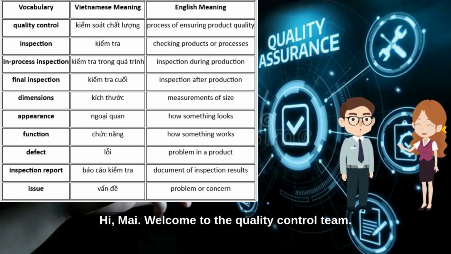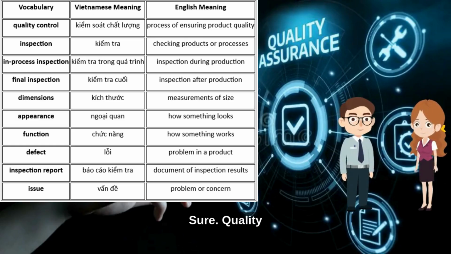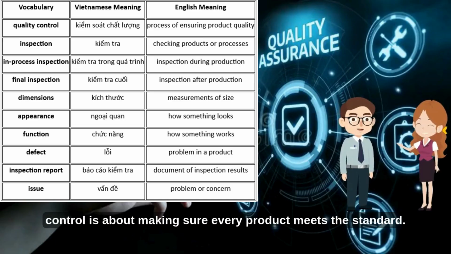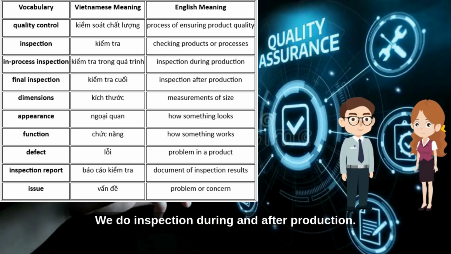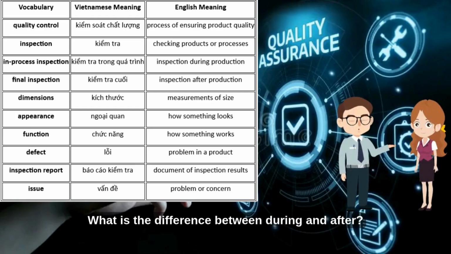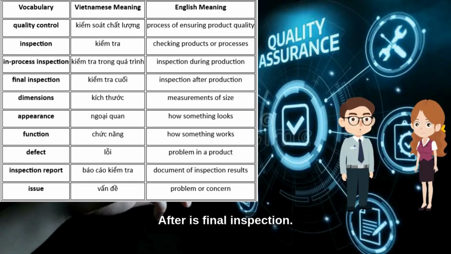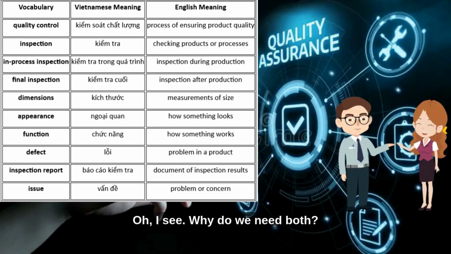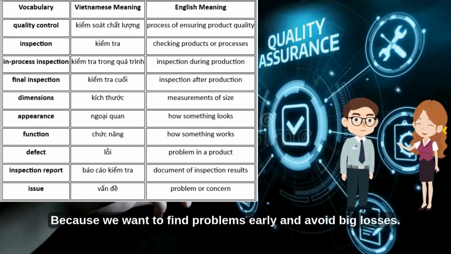Hi, Mai. Welcome to the quality control team. Thanks, Nam. I'm new, so I want to understand quality control clearly. Sure. Quality control is about making sure every product meets the standard. So we check if the product is good enough? Exactly. We do inspection during and after production. What is the difference between during and after? During production is in-process inspection. After is final inspection. Oh, I see. Why do we need both? Because we want to find problems early and avoid big losses.